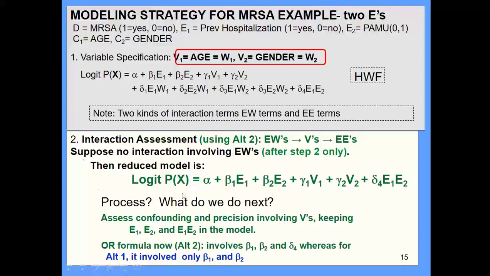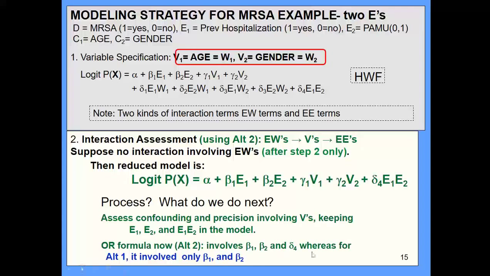Why is this the model? What have I dropped out of the model? All the EWs. Why? Because I've said they're non-significant. They may or may not be, but let's suppose that they are. I can drop them. This is a simpler model. How does this differ from the previous model that we dealt with when we were looking at alternative 1?